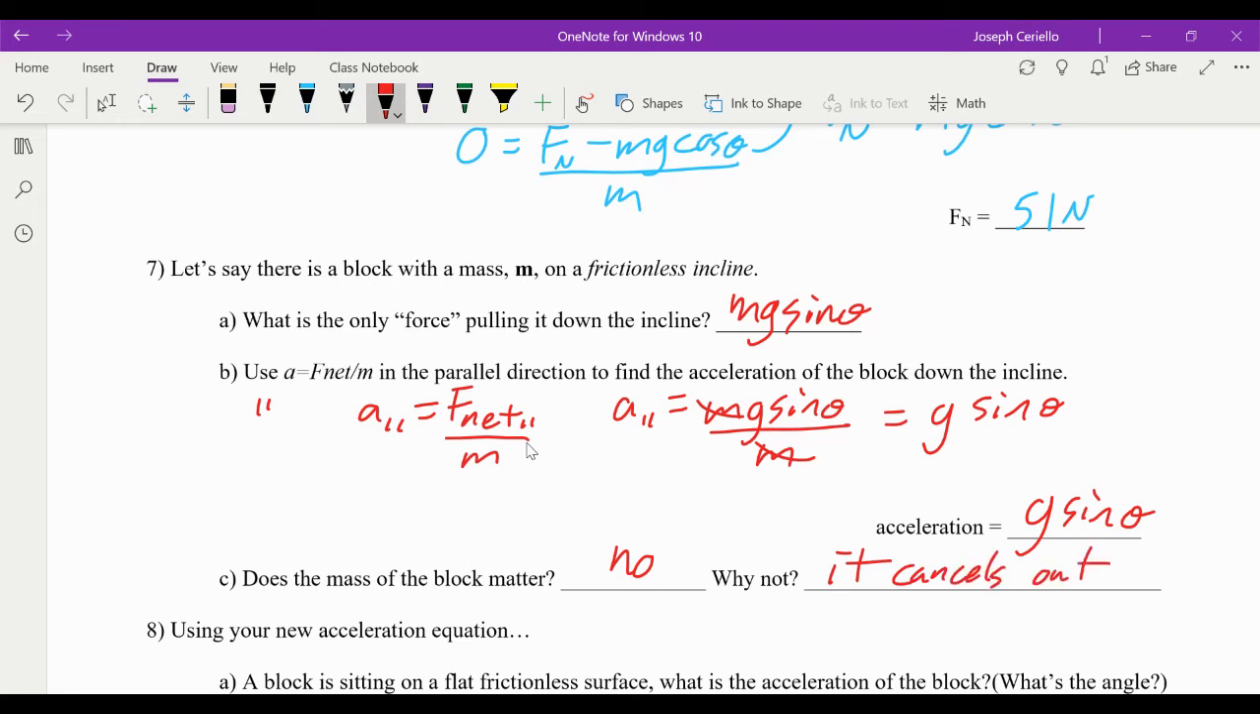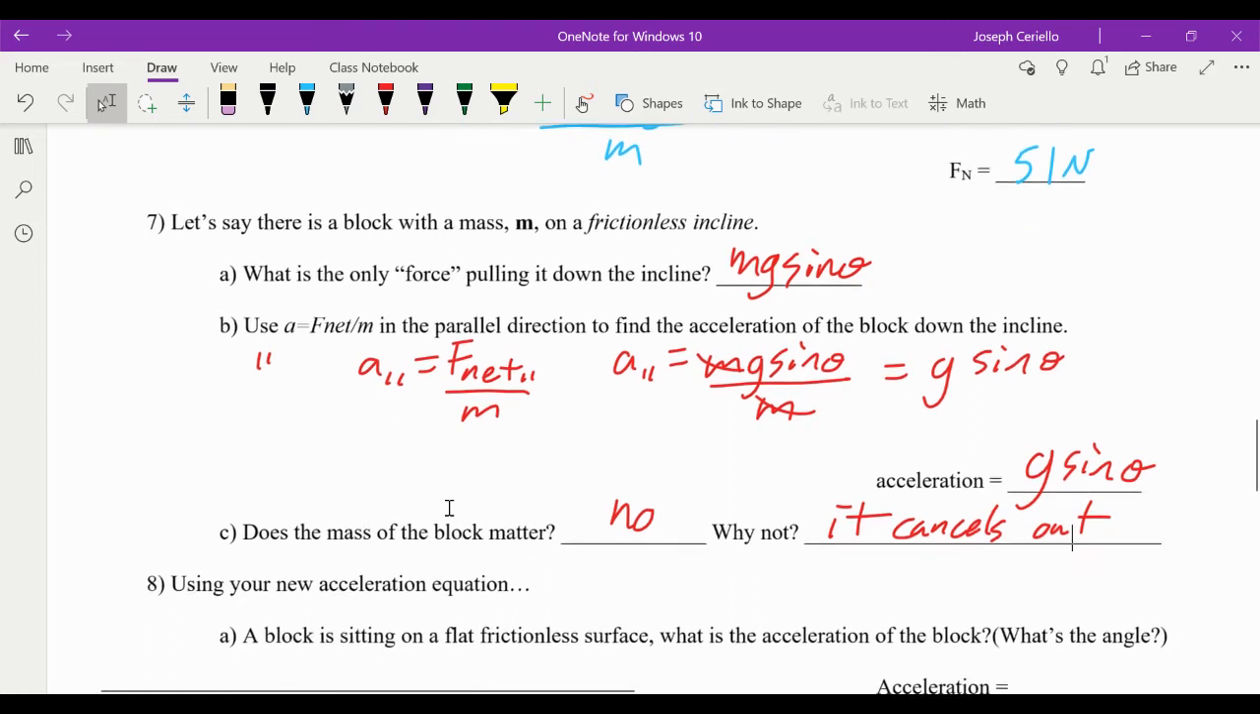Basically, the reason it cancels out and the reason it doesn't matter is because the more mass you have, the more weight that pulls you down the incline, the greater the force of gravity pulling you down the incline is. But more mass makes the denominator here bigger. It requires more force to accelerate you. Those two cancel out. Therefore, our acceleration is g sine theta.